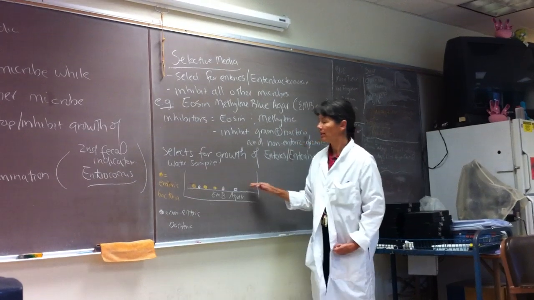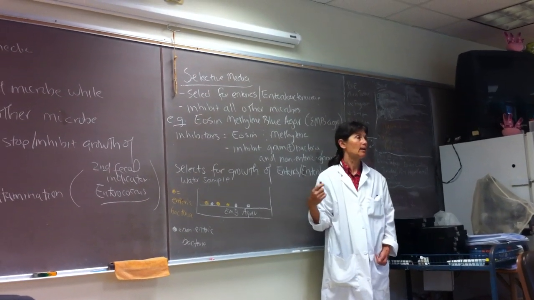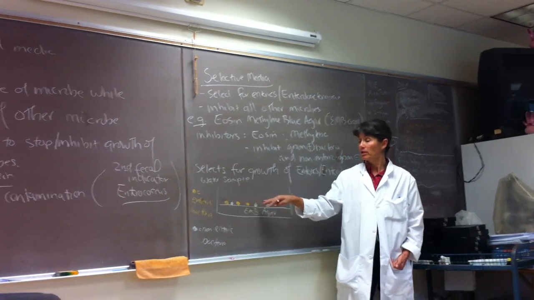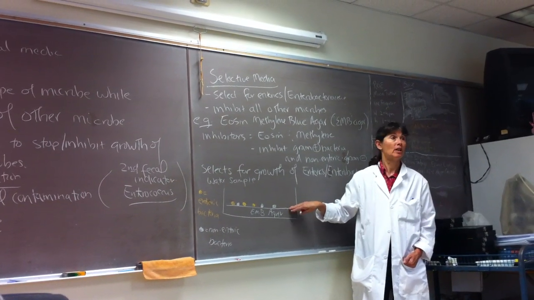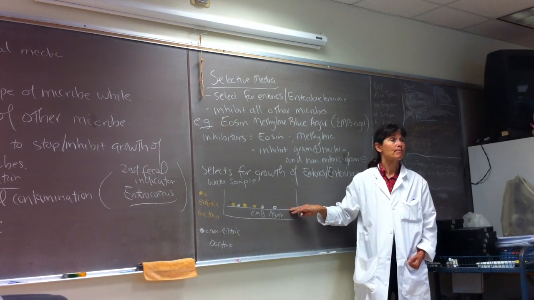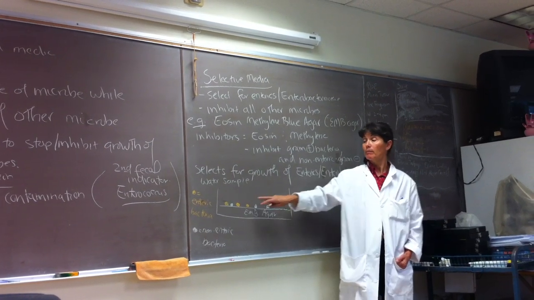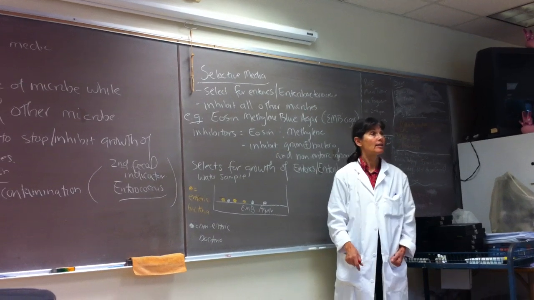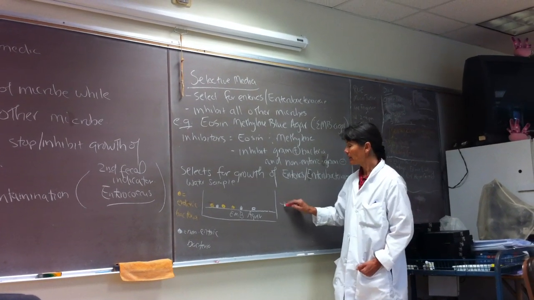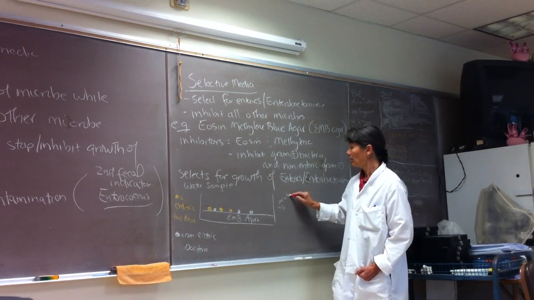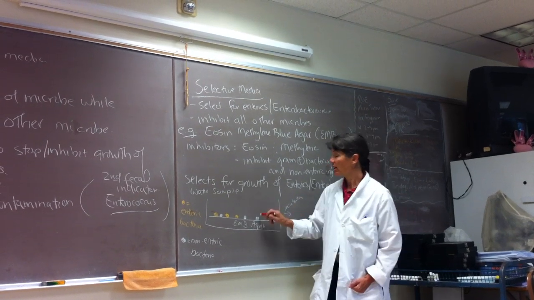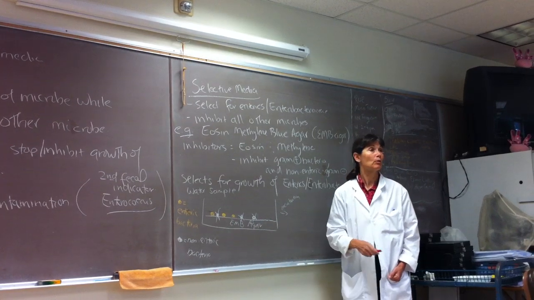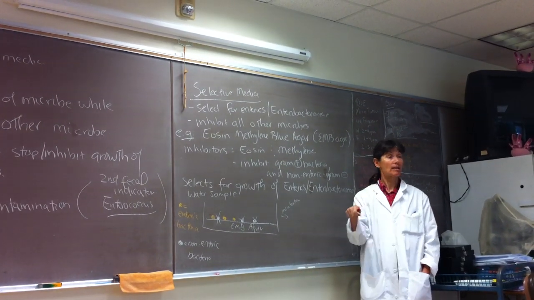Okay, so we spread it out over the EMB agar, we incubate it. Which one of these bacteria will grow on the Eosin methylene blue? The enteric bacteria, right? And who will be inhibited? The non-enterics, right? So following incubation, those non-enterics, they won't grow, right? They're inhibited, they're stopped from growing by the Eosin and methylene blue.